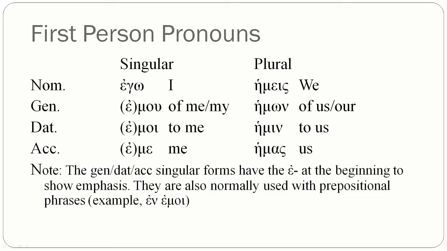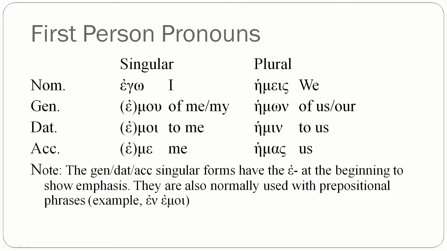Now moving from the singulars to the plurals, the plurals look really strange, but this is kind of a standard way you'll see in the second person. It's very nice to get these memorized. The nominative plural for the first person pronoun is hemeis. It's got a rough breathing mark at the beginning, so it's got the H sound, hemeis, and that is translated "we."